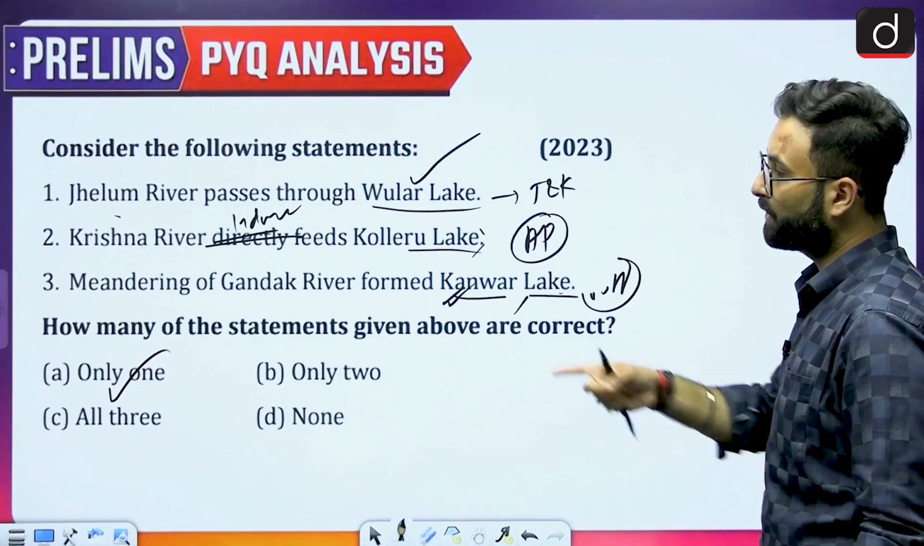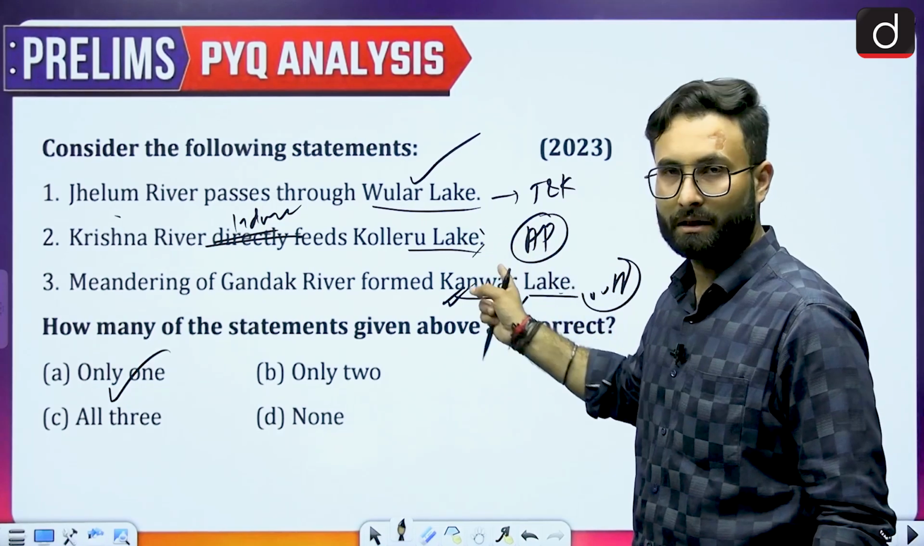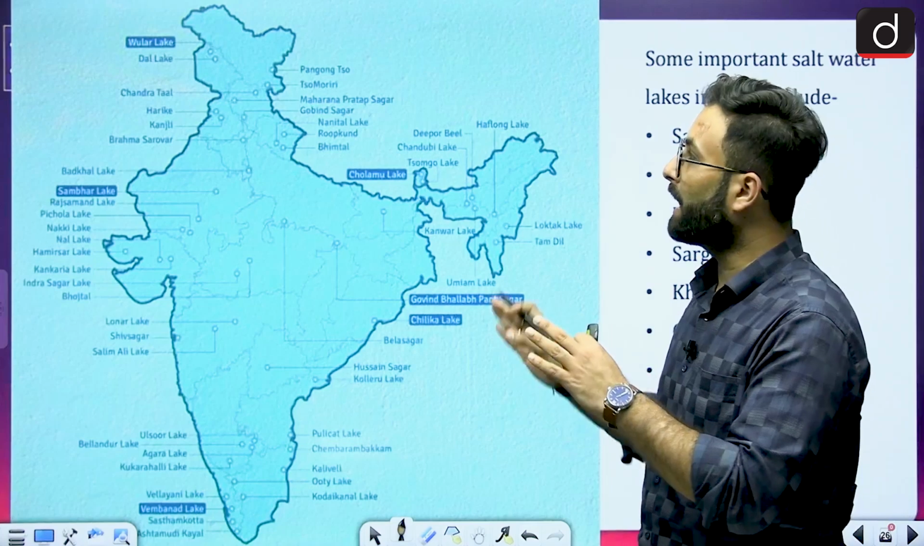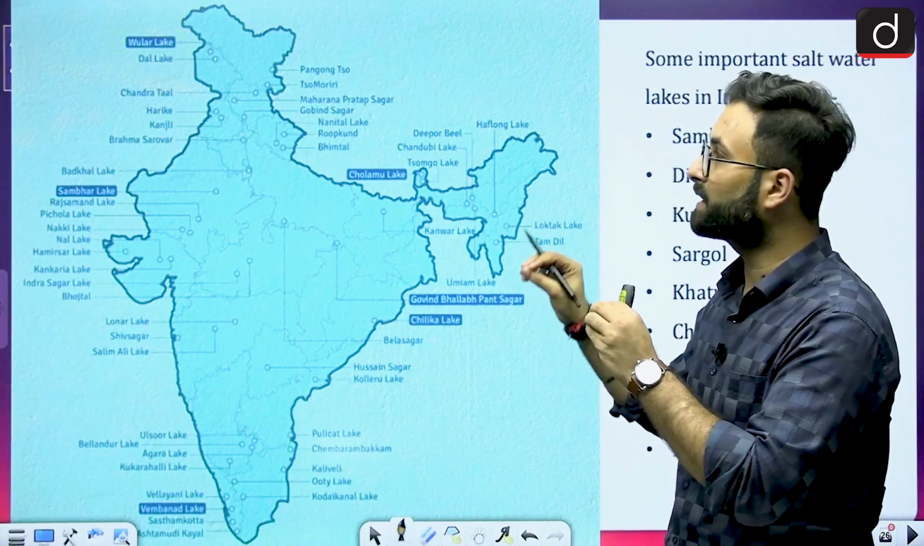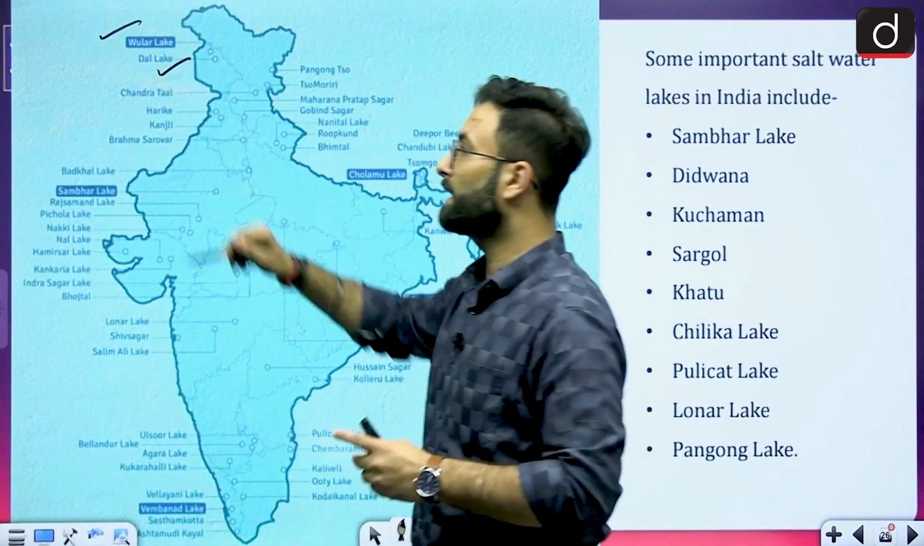Okay, so here only one is the right answer. Again I'm telling you, this is not Karnataka, this is Andhra Pradesh. Okay, here I have taken the map wherein I have put forward the important lakes. So Vular lake has been given over here. Then we have Dal lake, that you should remember.